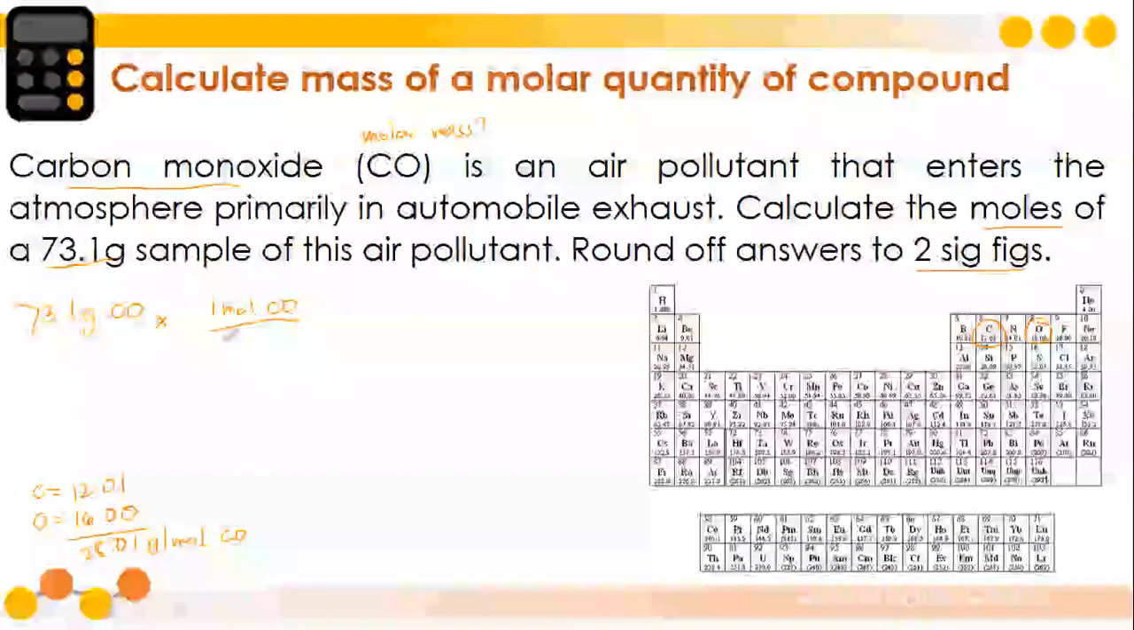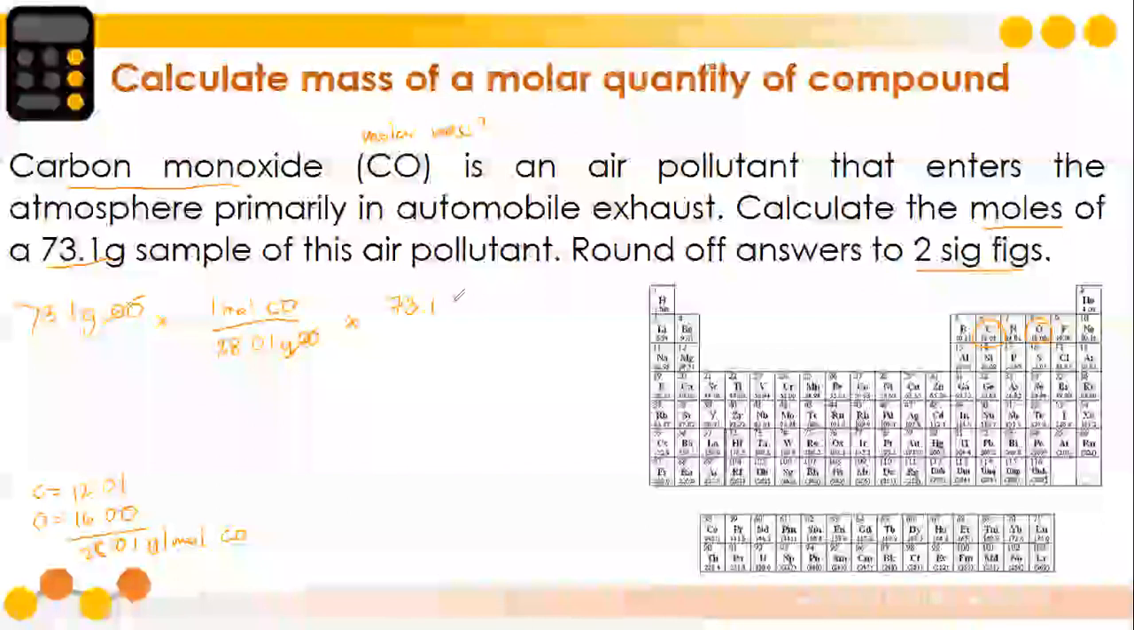Let's now write the molar mass, which is 28.01 grams of carbon monoxide. Then you start by canceling out labels, so we cancel grams of carbon monoxide. Then proceed with solving. So we have here 73.1 times 1 mole of carbon monoxide, so we still have 73.1 moles of carbon monoxide.